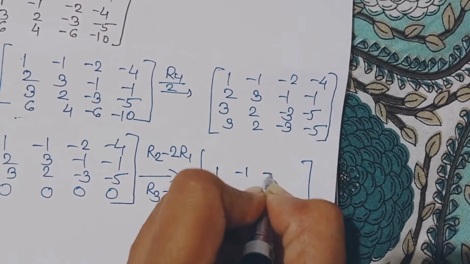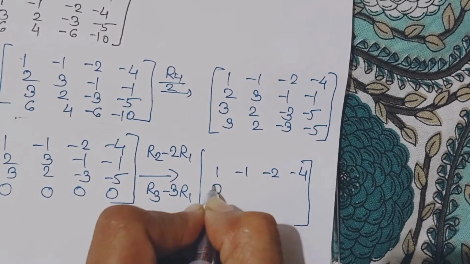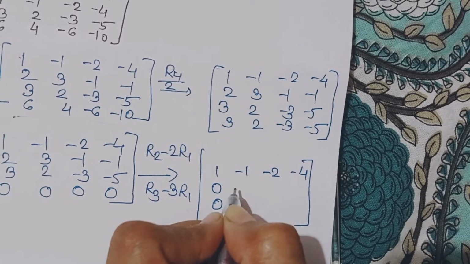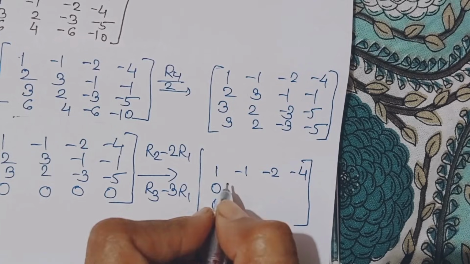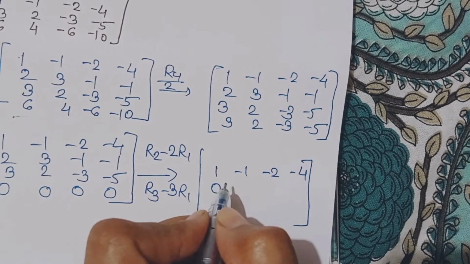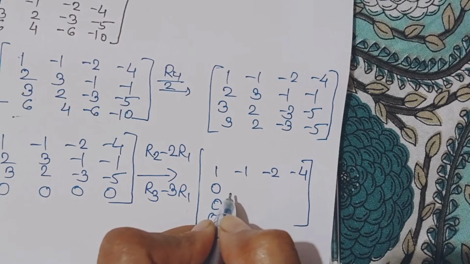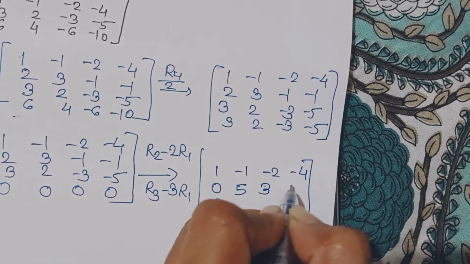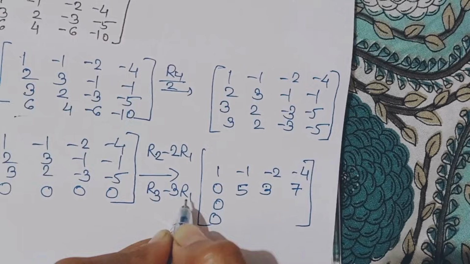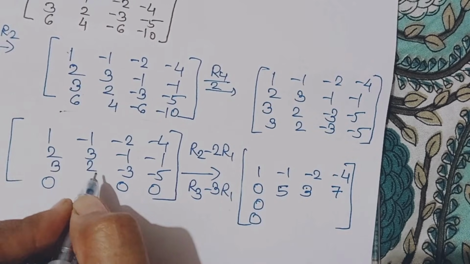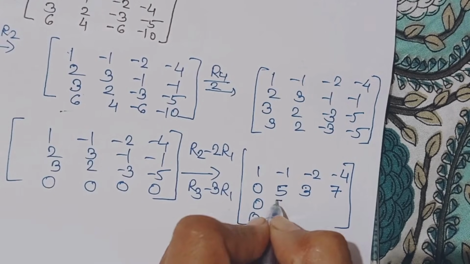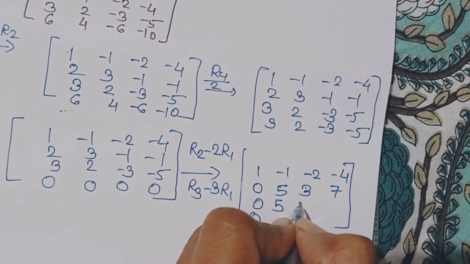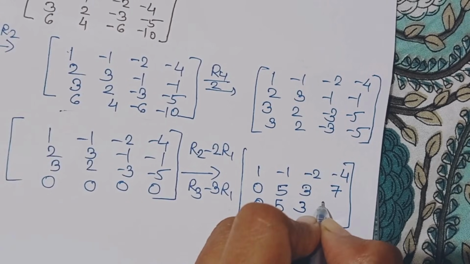First row as it is, second row 0 here, 0 and 0 here. Second row will be R2 minus 2 R1, that is 3 plus 2 is 5, then 3 and 7 here. Again R3 minus 3 R1: 3 minus 3 is 0, 2 plus 3 is 5 again, minus 3 plus 6 is 3, and minus 5 plus 12 is 7.